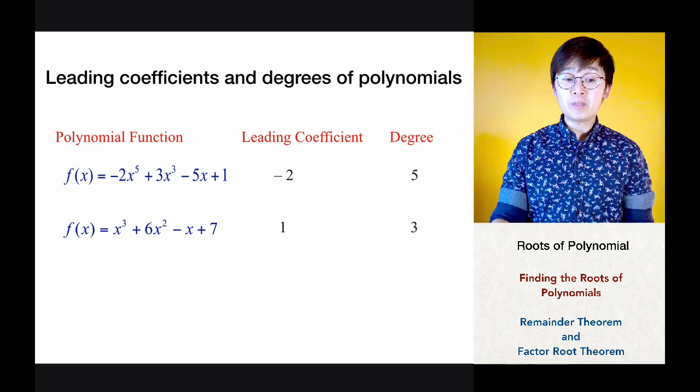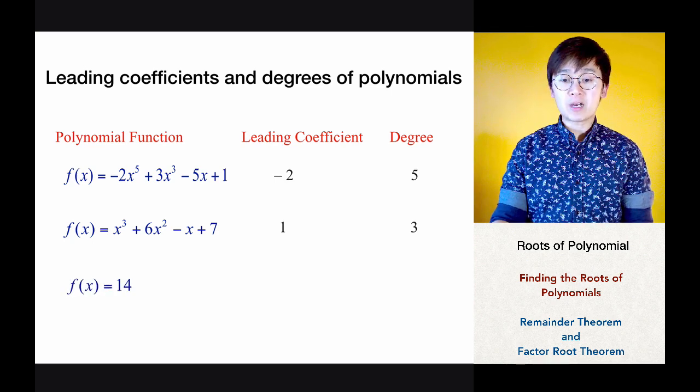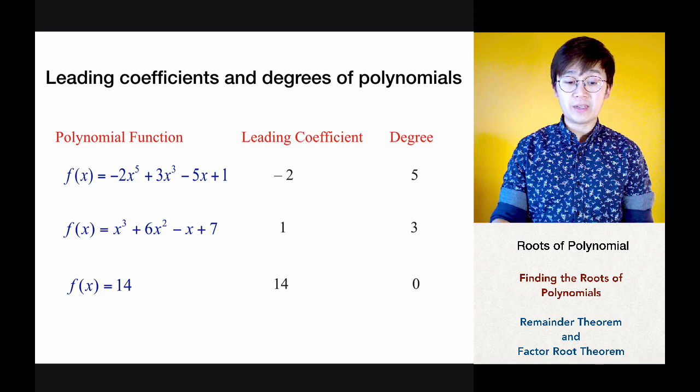Now for our third polynomial, we have 14, which is a constant, but we know that the leading coefficient of a constant is 14 and its degree is 0, because technically 14 can be written as 14x raised to 0, and x raised to 0 is just 1. That is why we can have a leading coefficient of 14 and a degree of 0 for this particular constant.